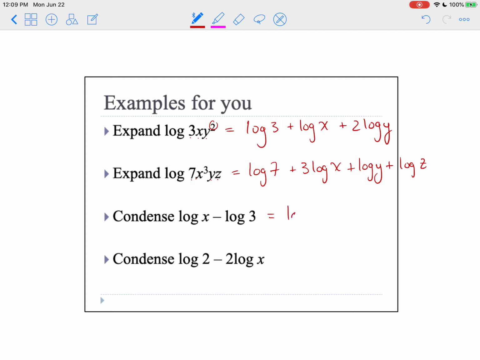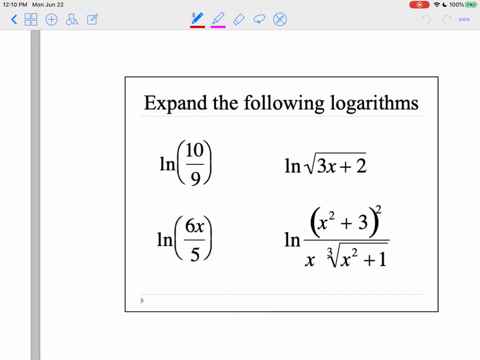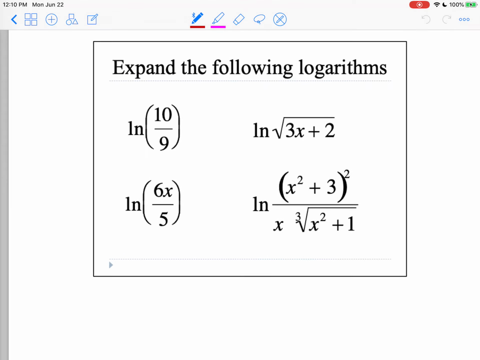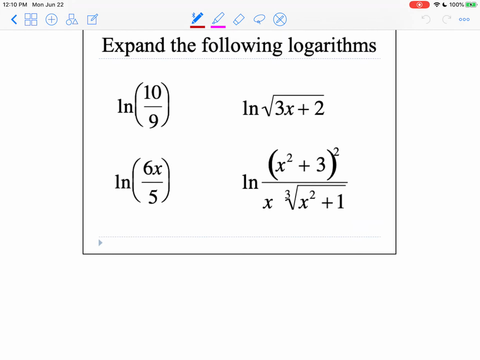Condensing, I only want 1 log. This would be log of x over 3. This one would be log of 2 over x squared. So this comes up first to become x squared, and then we do the division with the minus. Okay. And even more. So expanding is what we're going to focus on in this course because that's what you're going to need for calculus. But condensing is going to be needed when we solve logarithmic equations in the next section.